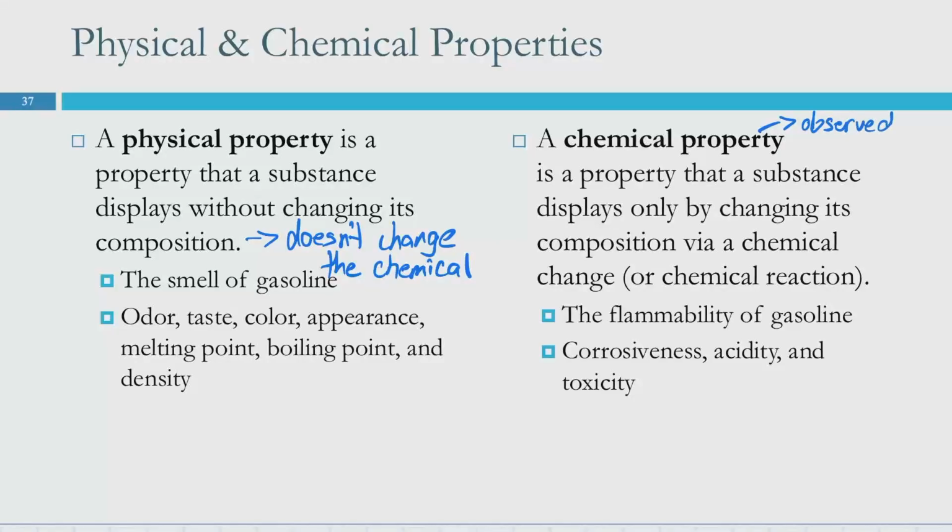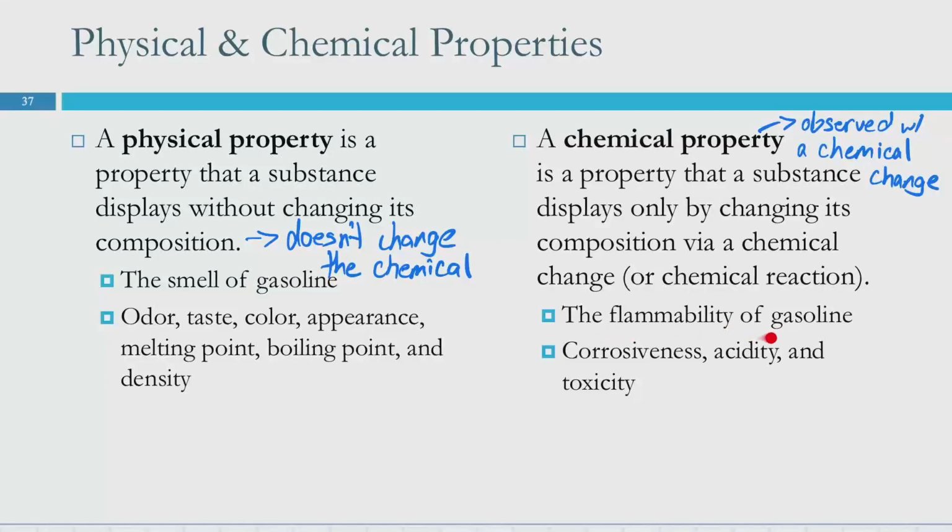Chemical properties are going to be displayed by changing its composition. So these can be observed with a chemical change. If you want to observe these properties, you have to change your chemical. It has to undergo a chemical change. Like the flammability of gasoline, if you get some gasoline and you burn it, hopefully in your car, in the engine, not in the cab, is it good to burn still? Once you've burned your gas, can you burn it again? No, it's gone. It's a one-time use commodity. You've observed the flammability, and now it's no longer flammable because it's turned into something else.